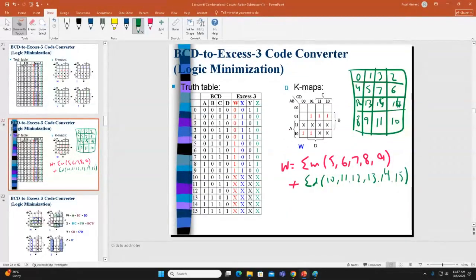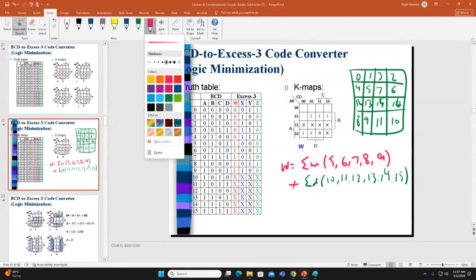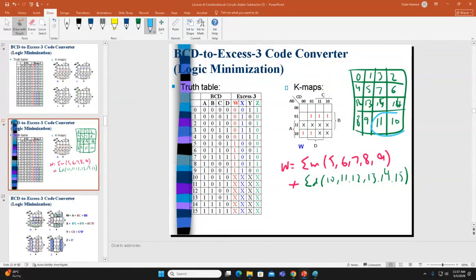Now for the x, I'm using this blue color. So these are x. Can you see here? 10, 11, 12, 13, 14, and 15. These are x. Can you see this is my x? Any question? No. And what now?